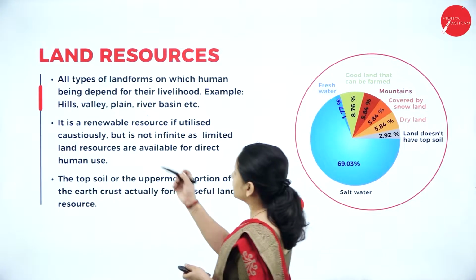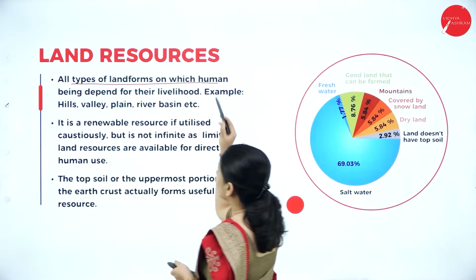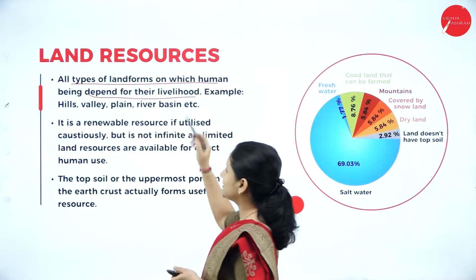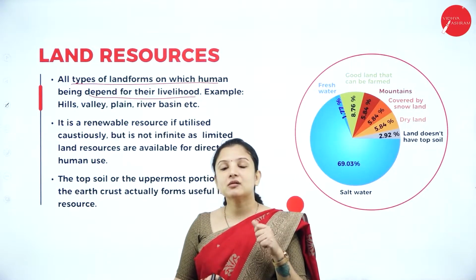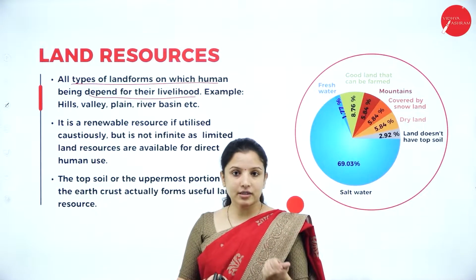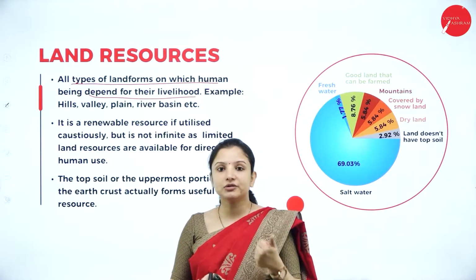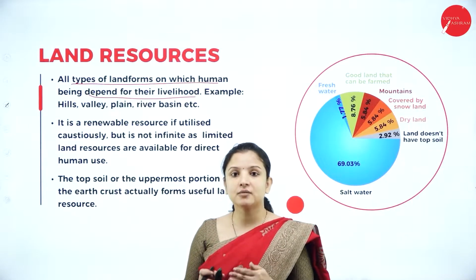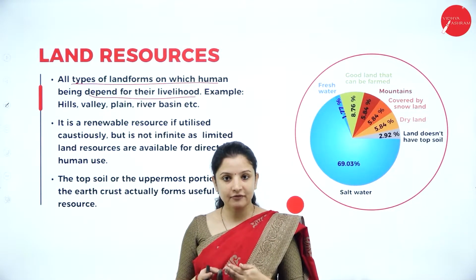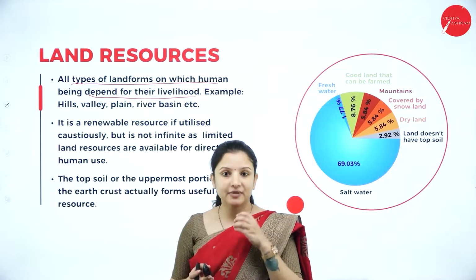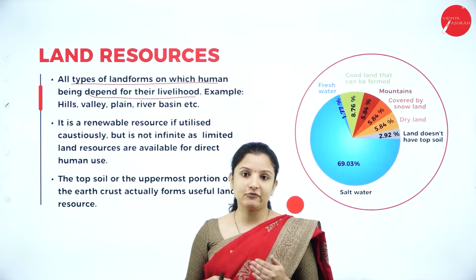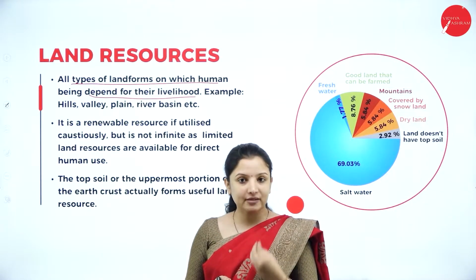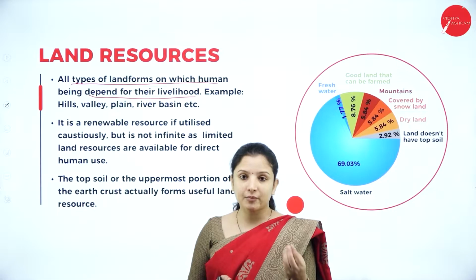All types of land forms on which human beings depend for their livelihood are called land resources, be they renewable or non-renewable resources. The renewable resources are the ones that get renewed. That is, they will never get depleted from the earth's surface, because once they become less in quantity, again they can renew back. For example, plants, we can grow back the plants, right? Therefore, they are the renewable resources.